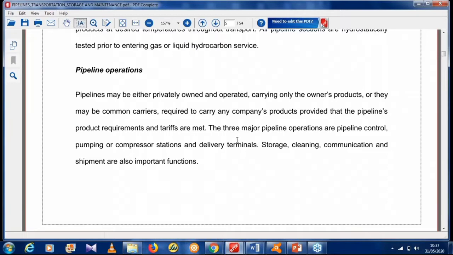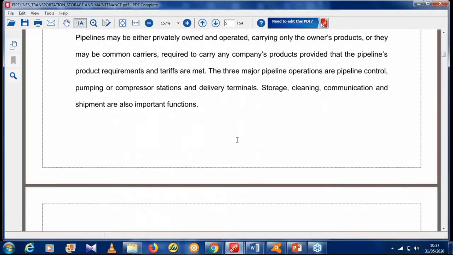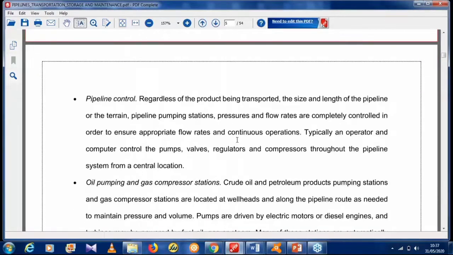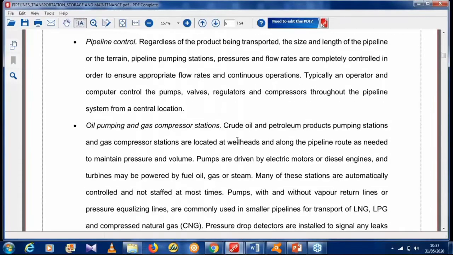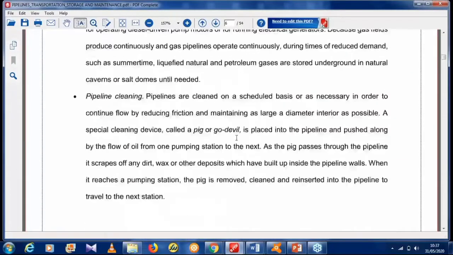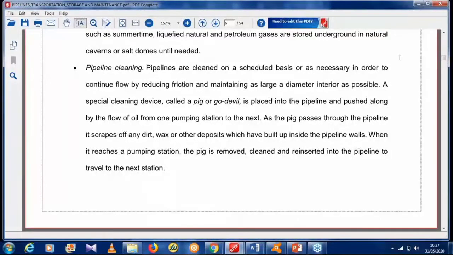For the storage, cleaning, and communication of pipelines, we first talk about the pipeline control. You're going to read this up for the purpose of time; we have to quickly hit on all this. Then we have the oil pumping and gas compressor stations. We also have the pipeline product storage, the way we store products, and the pipeline cleaning. In the pipeline cleaning we make use of pigs. Pigs are referred to as pipeline investigation gauges.